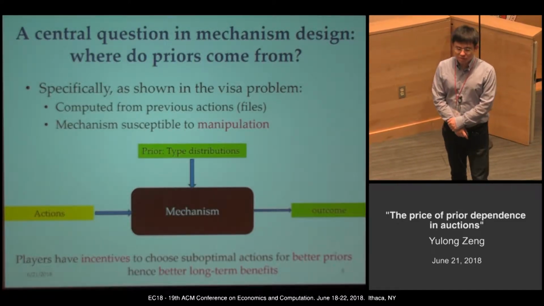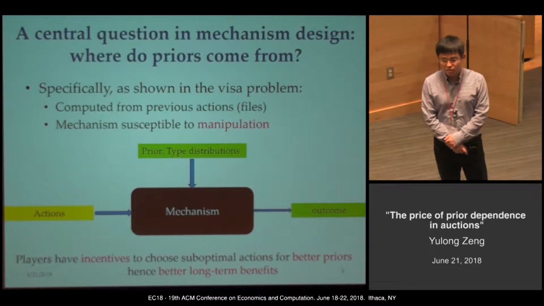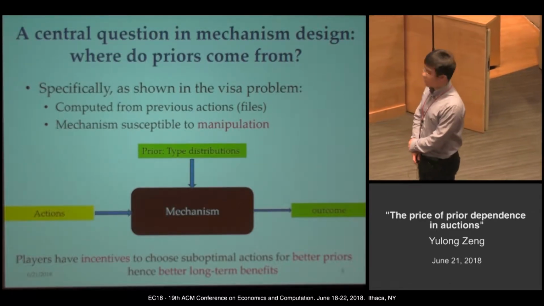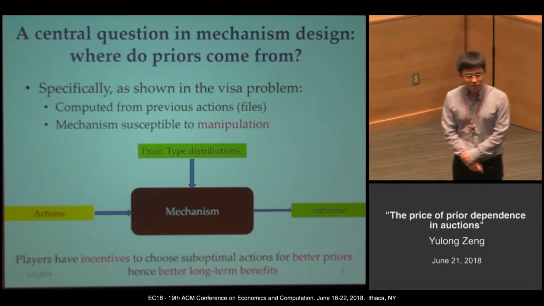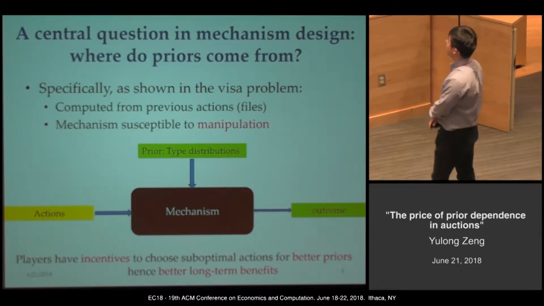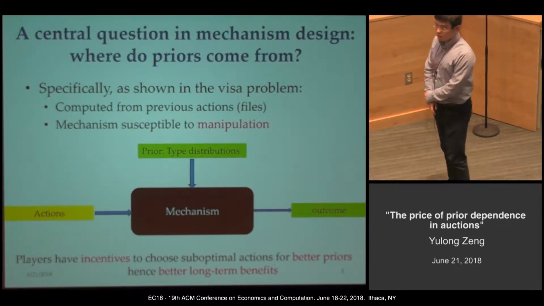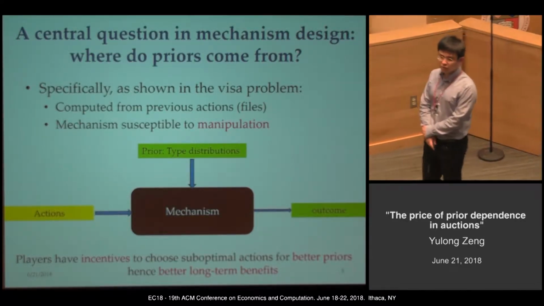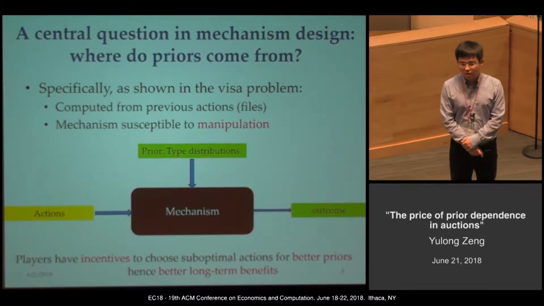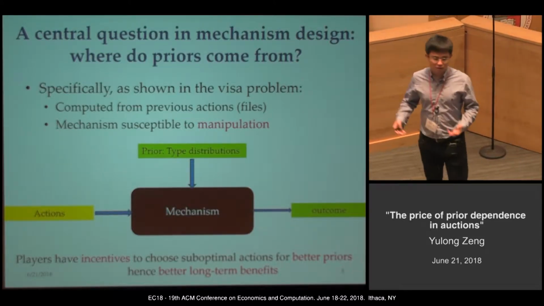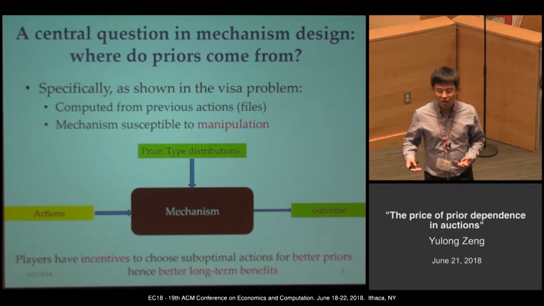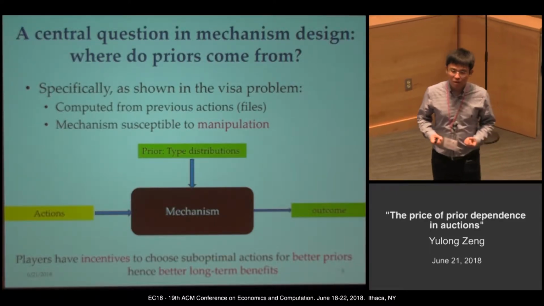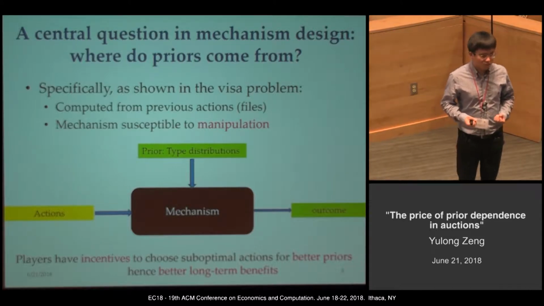So the previous example raises a central question in mechanism design, which is: where do priors come from? Specifically in the previous example, in the visa problem, the prior is computed from previous actions. And I would say that this is prevalent in the sponsored search literature, as most search engines compute the prior distributions from past bids, okay?